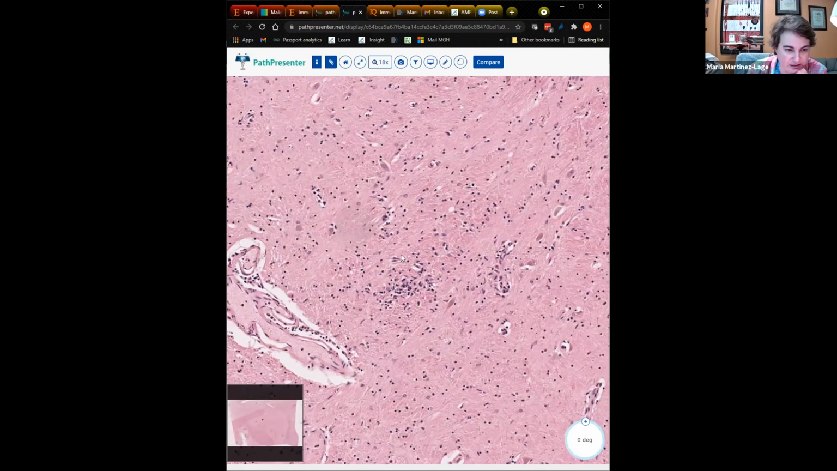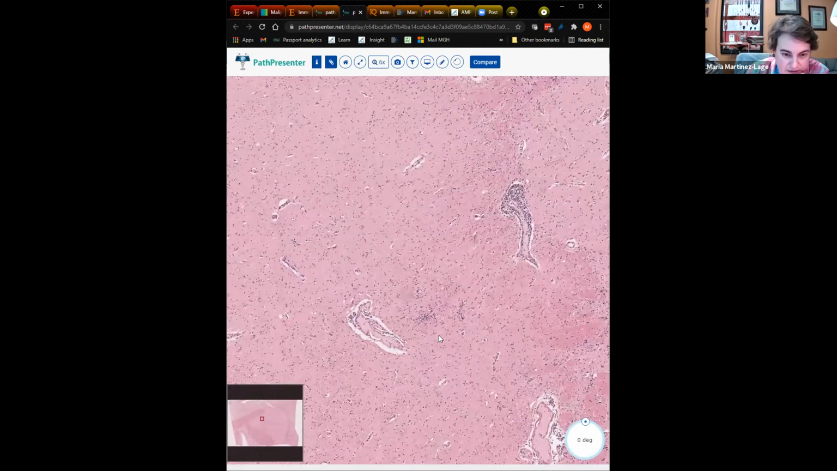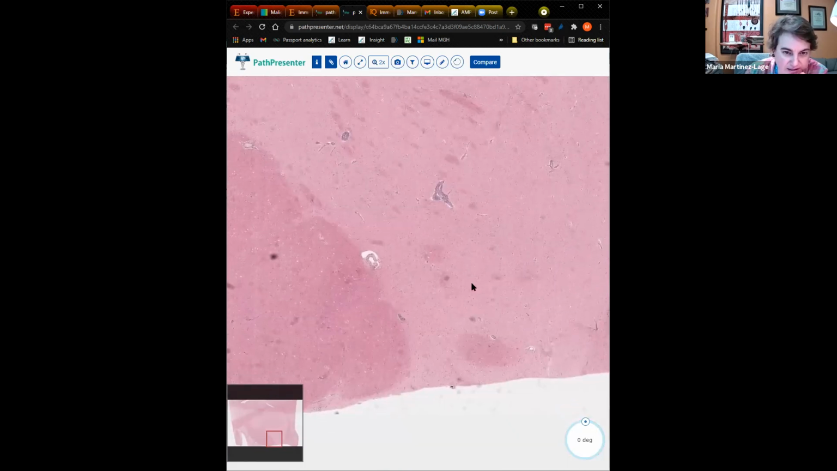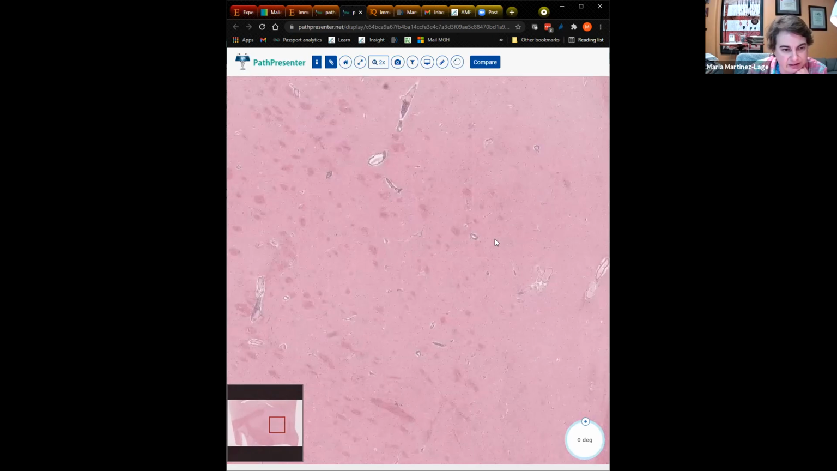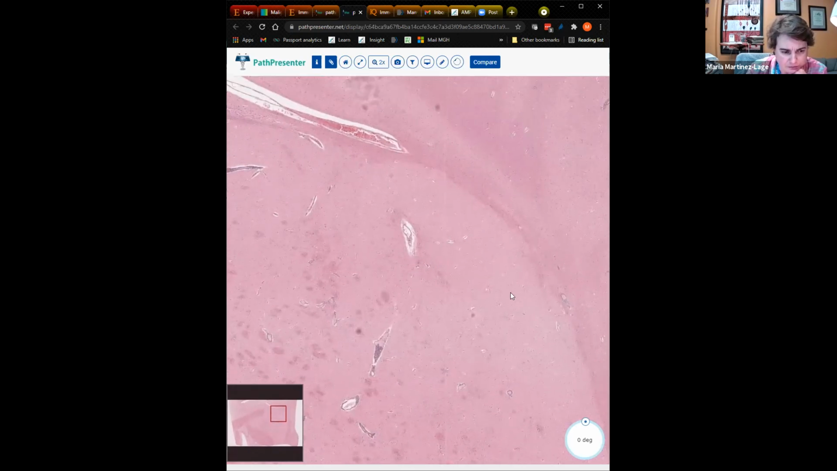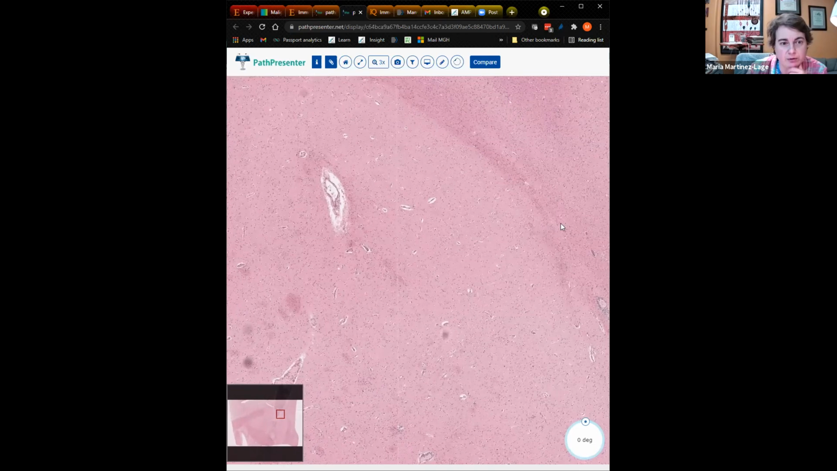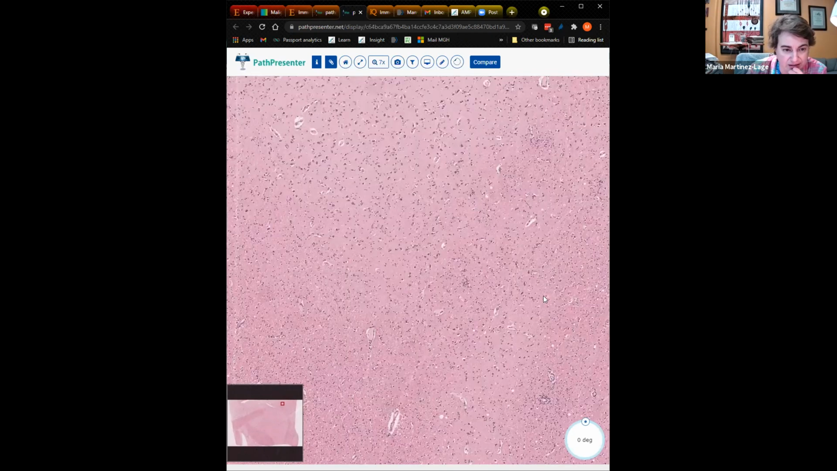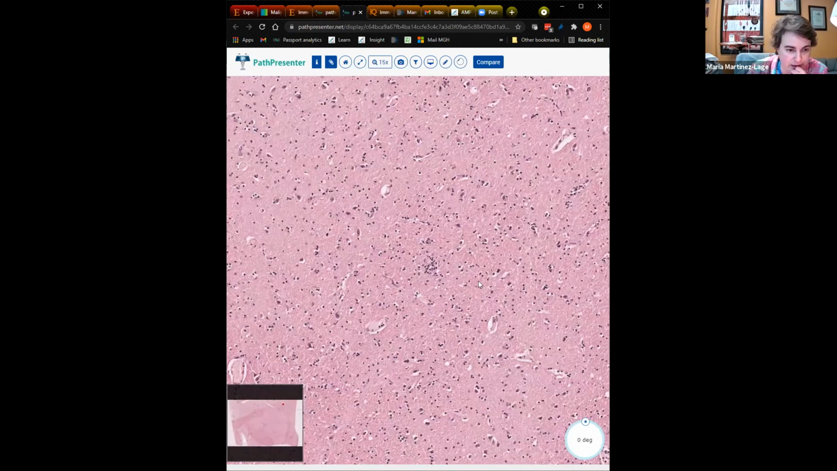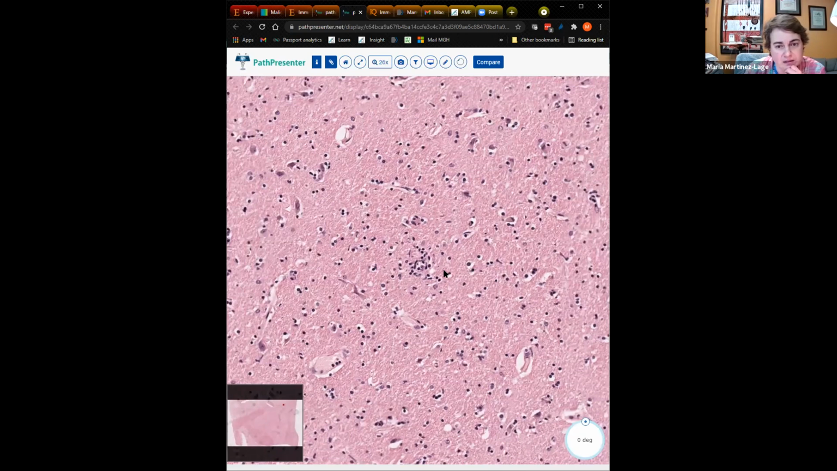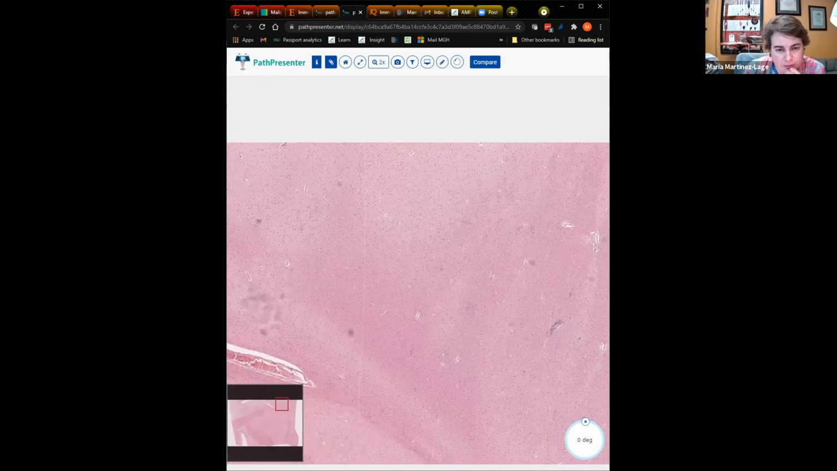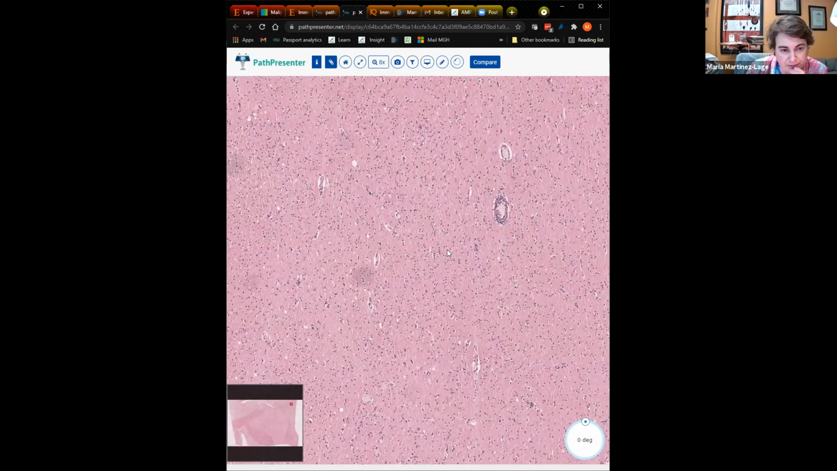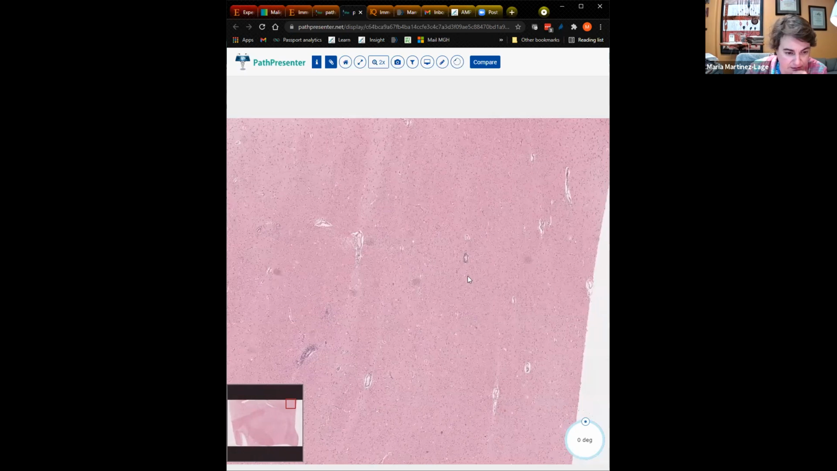Here's a good example of a microglial nodule right there. So we have some immunohistochemical stains for some of these, but for varicella virus, for example, and many of those, we do not have specific immunohistochemistry. You can send tissue to the CDC, and they might be able to identify those things. But this is the picture of an encephalitis, and if there is significant involvement of the meninges, then you can call it meningoencephalitis.